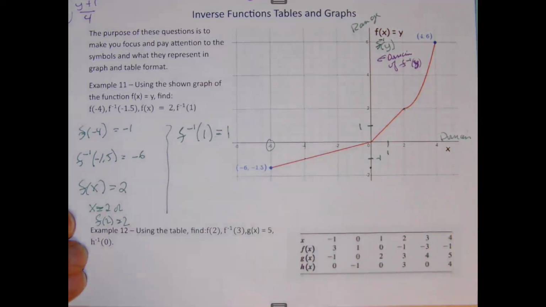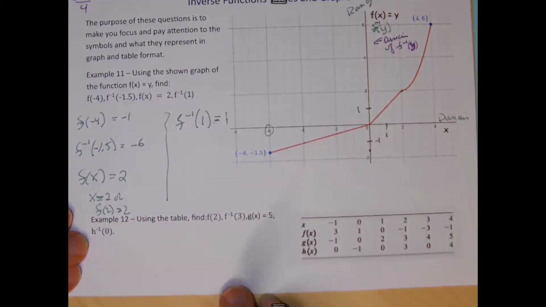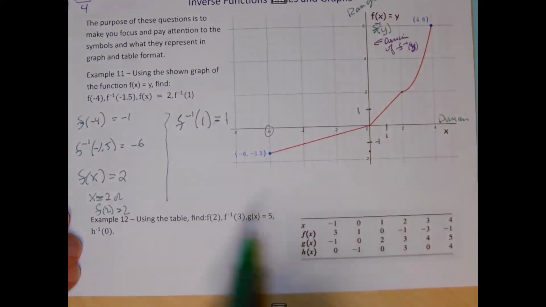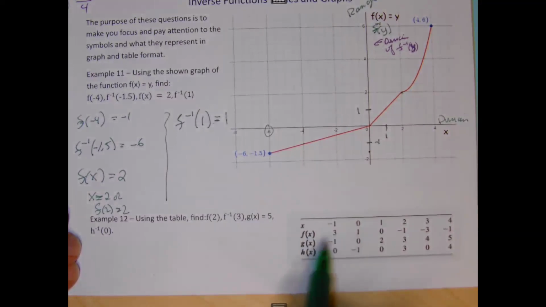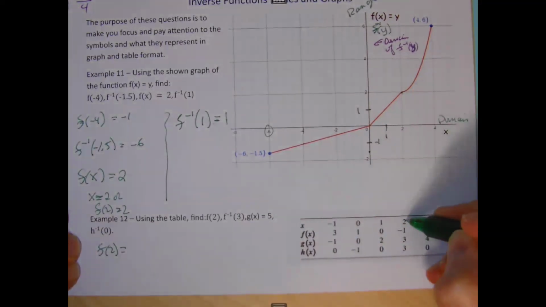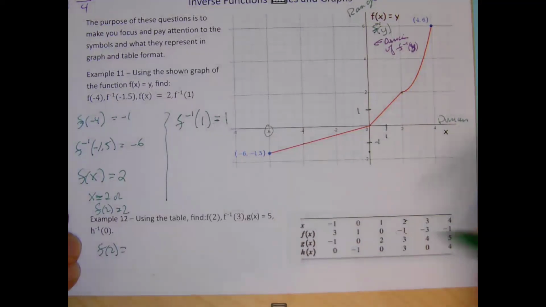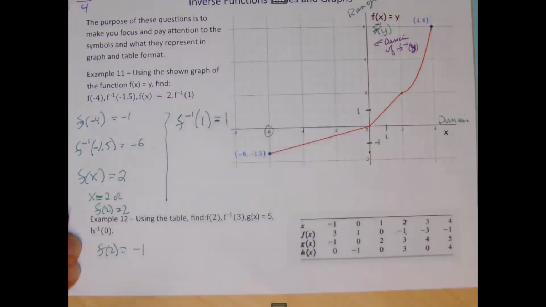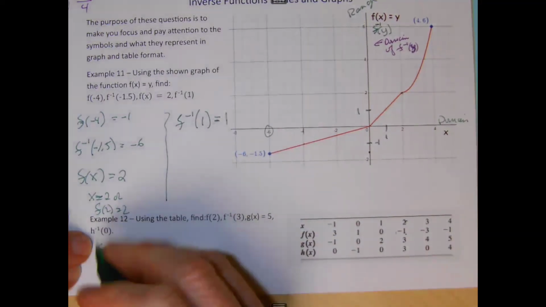And that's it. What if I have it in table format? Same thing. Table format, no different. Just make sure you understand and read this properly. For example, f of 2. f of 2 is 2. Again, enter input 2, output -1. Great.